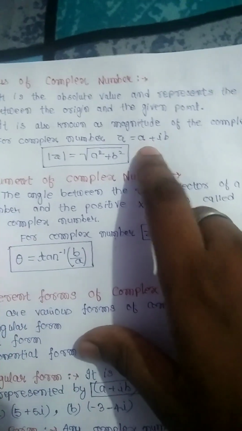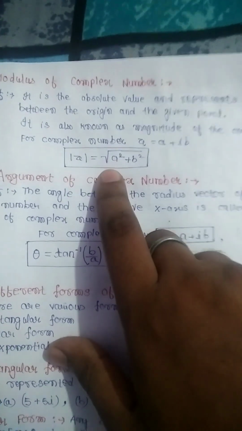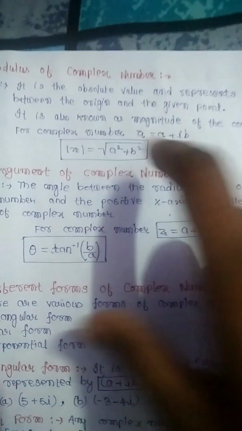For any complex number z equal to a plus ib, modulus z, that is mod of z, we can write as root over a square plus b square. That is important but easy.